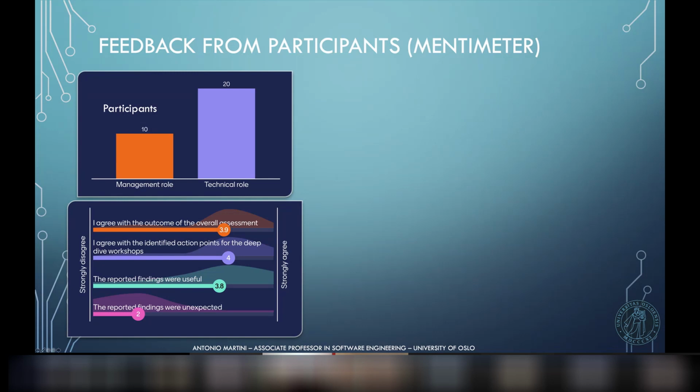We also asked if the reported findings were useful. This is also quite good. It's around 3.8 out of 5. So they were useful for most people. Interestingly enough, on the other hand, these were not actually that unexpected for most of the participants. But I think it's good to see that this was actually working.